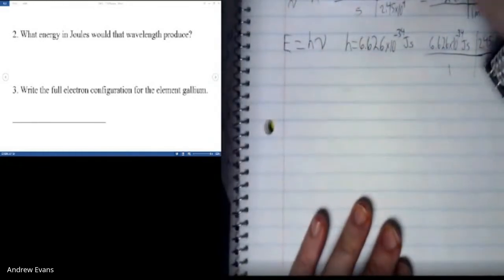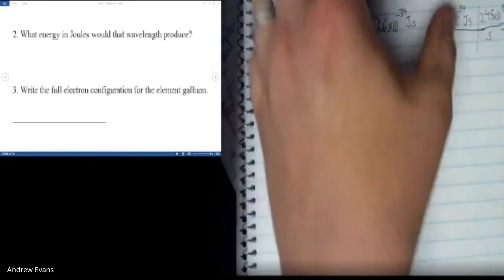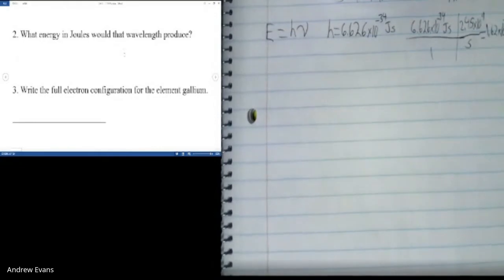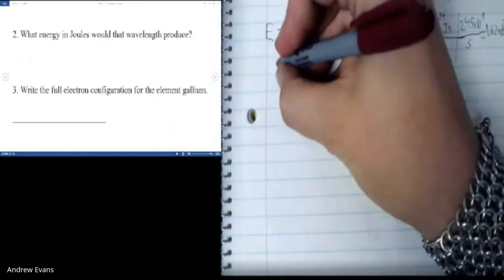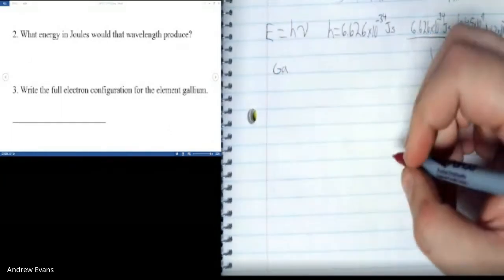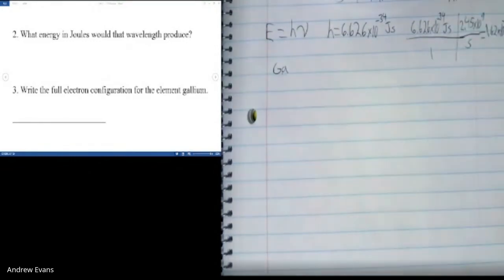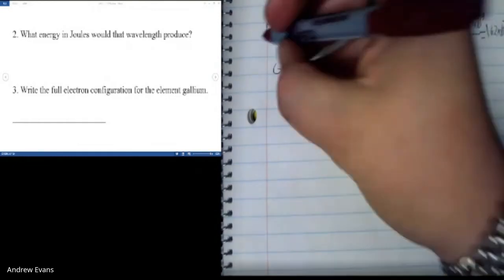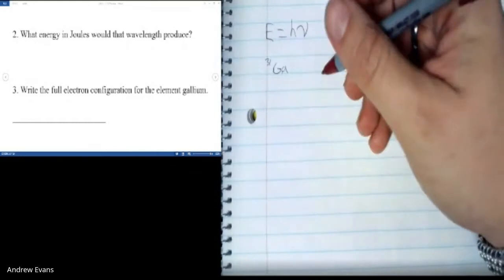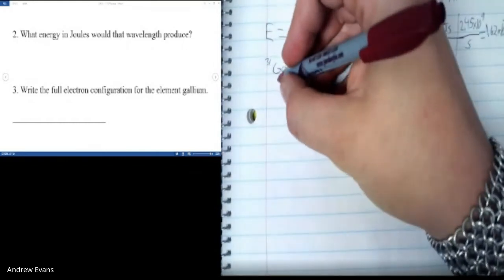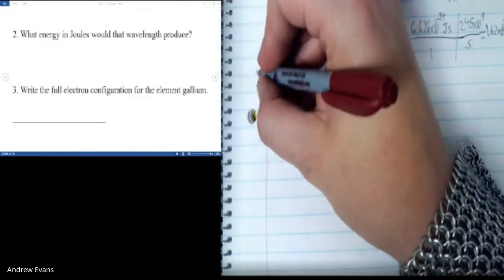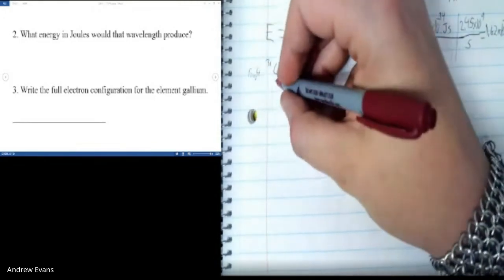Looking at problem 3. What is the full electron configuration of the element gallium? For this one you need the full electron configuration, and you need to find where gallium is. Gallium is element number 31, right after zinc. So, full electron configuration. That means it's row 4.